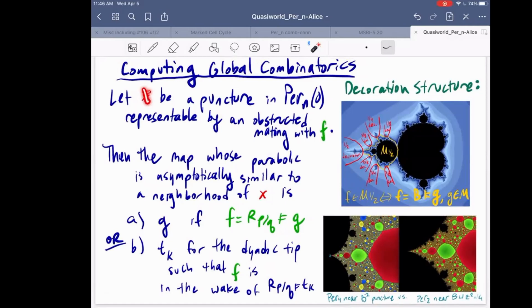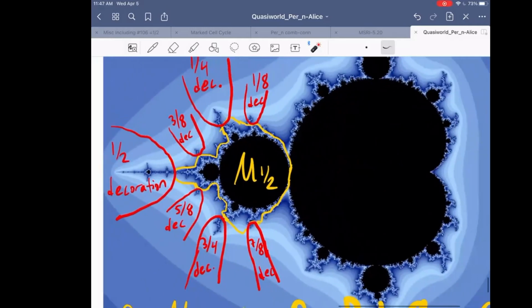And for that, let's just let X be a puncture in Per_n(0), and let's say that X is represented by an obstructed mating with this map F. Then, much like Tan Lei's mating theorem that says that the limb information of F determines the behavior of the puncture, if you look at a little bit finer information than just the limb, but you also look at what's called decoration structure, then this tells you what the global combinatorics of your rescaling limit is. And it breaks down into two cases. So if F is equal to a tuning of the rabbit with some other map, so it's in the space which I'll call just the 1/2 limb.